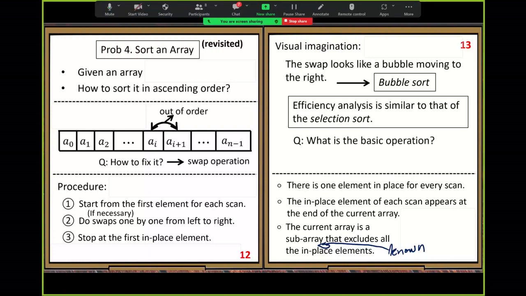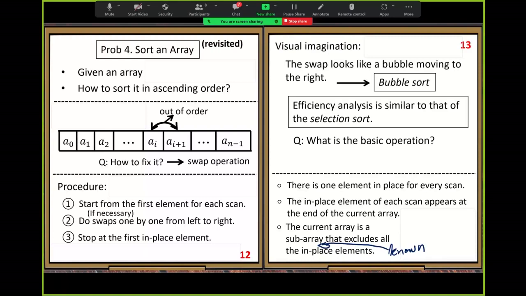What is the last question for this topic? What is the basic operation? Remember, we talked about the basic operation in an algorithm: which operation is used the most in the algorithm? That's the basic operation, the most commonly used operation. In this one, we have two operations we can consider. One is comparison; you need to do comparison to see if you have an inversion. The other is the swap operation.